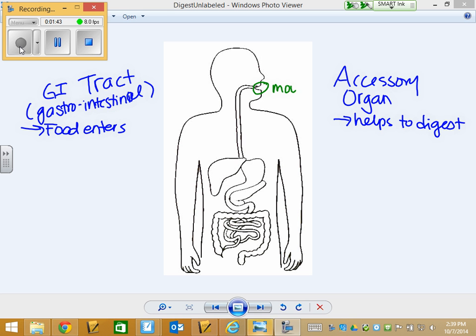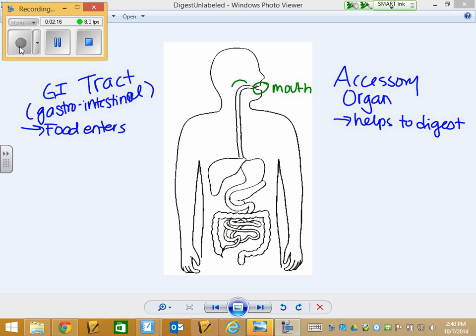Your mouth is the first piece of your GI tract. In fact, your mouth makes a continuous, open-at-both-ends tube with your anus. Your mouth, your throat, your stomach, your intestines, that's all one long continuous tube. They're all attached to each other, so really your mouth is the beginning of the same tube that your anus is the end of.